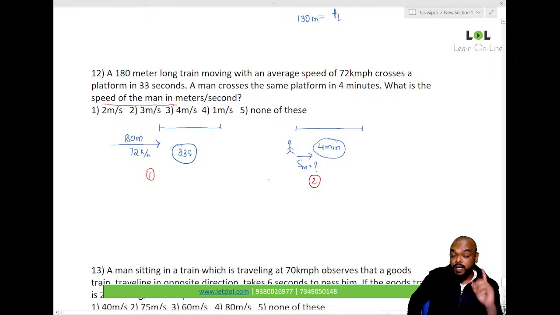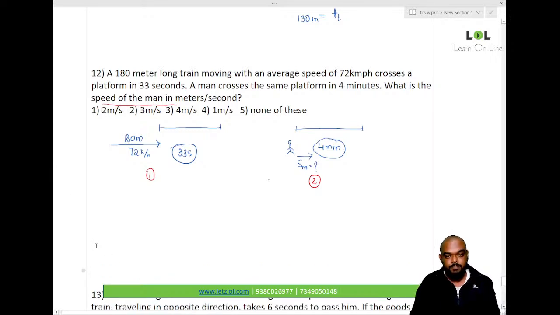Look, approach. Where do we start from? We always start from what we want in the question. We want the speed of the man. Now the man is available in which situation? Is he available in the first situation? No. He is available only in the second situation. So we start only from the second situation. Now in the second situation, what do we want? Speed of the man. We start with the speed formula. Speed is equal to distance by time taken. In the second situation, speed is only the speed of the man.